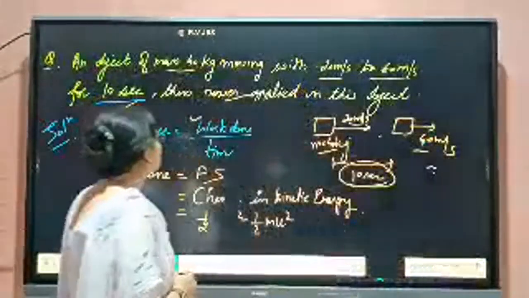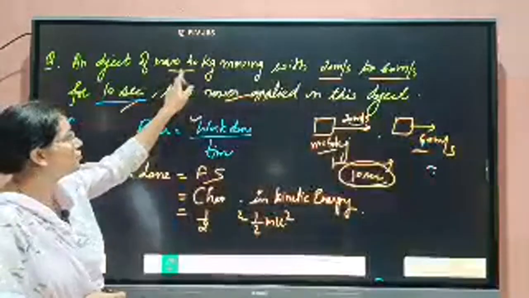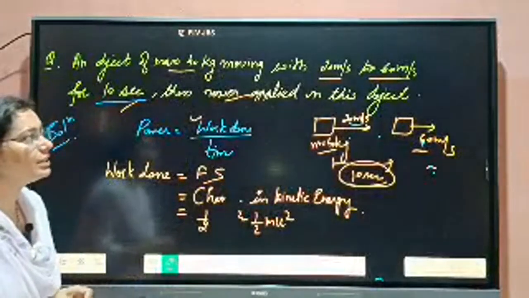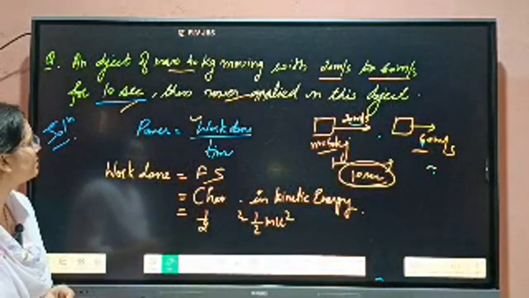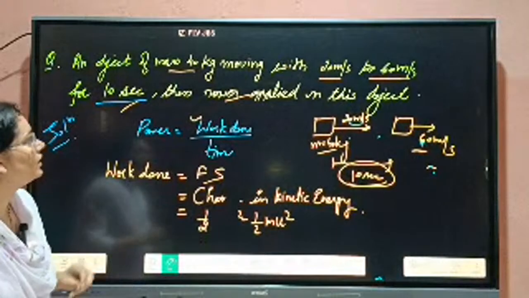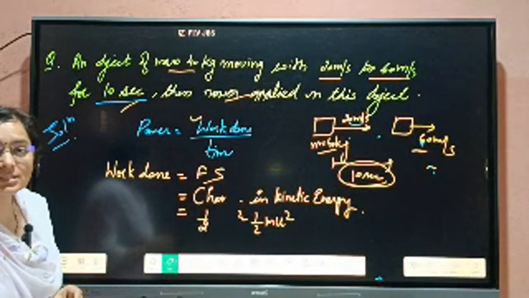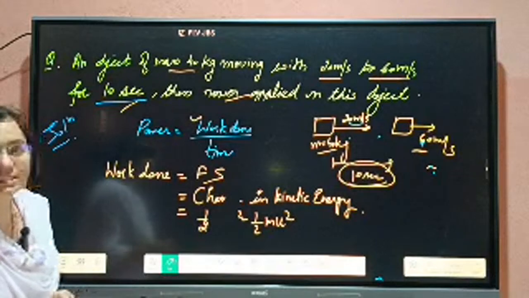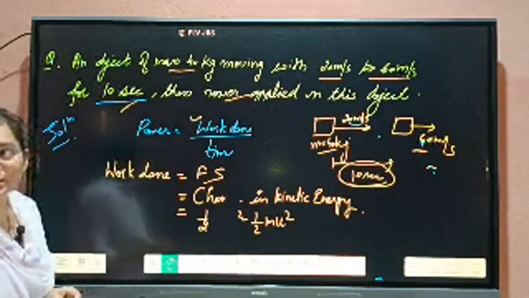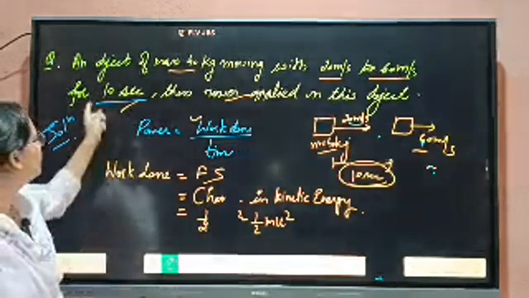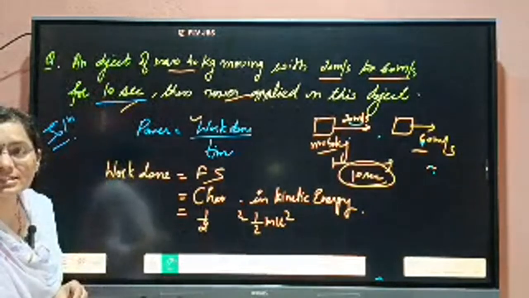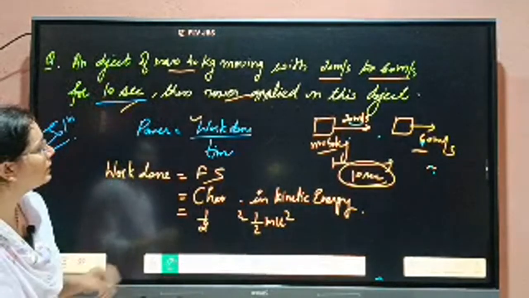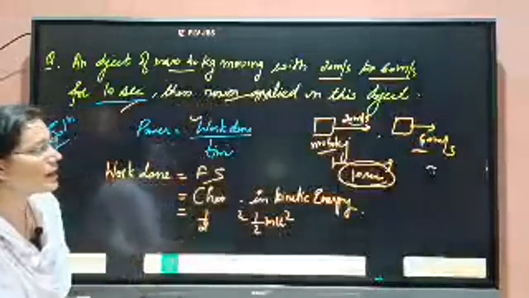Okay, next question: an object of mass 40 kg is moving from 20 meter per second to 60 meter per second for 10 seconds. Clear? An object whose mass is given as 40 kg is moving from 20 meter per second to 60 meter per second, for 10 seconds. Here we have to find the power applied on this object.